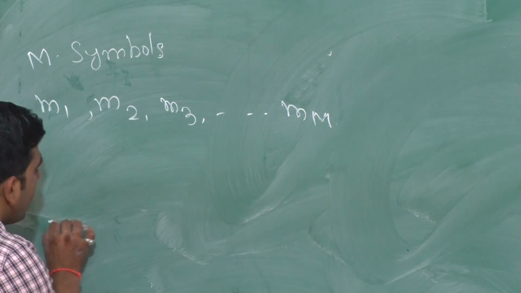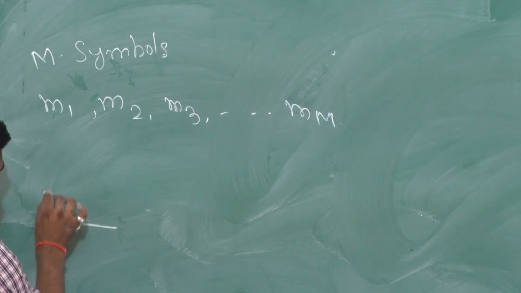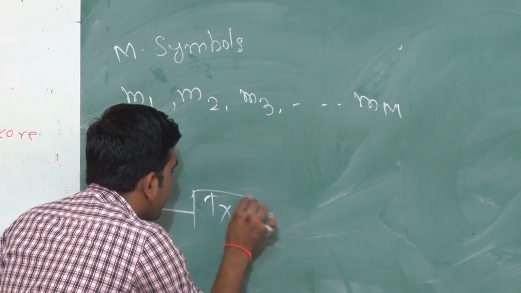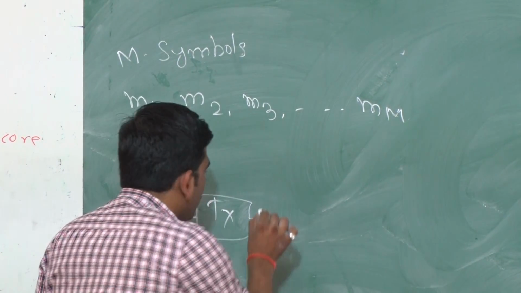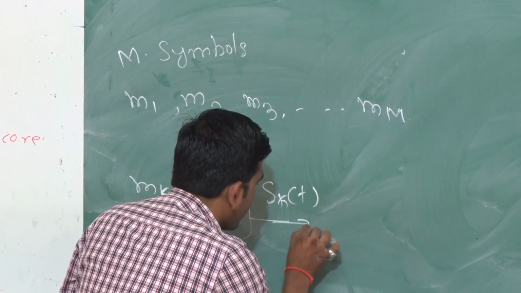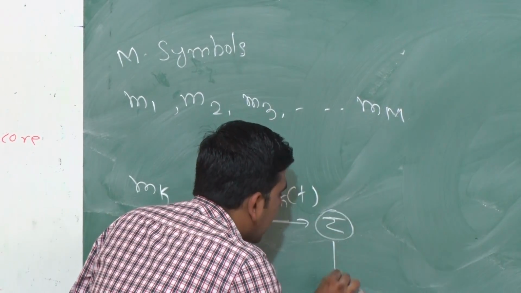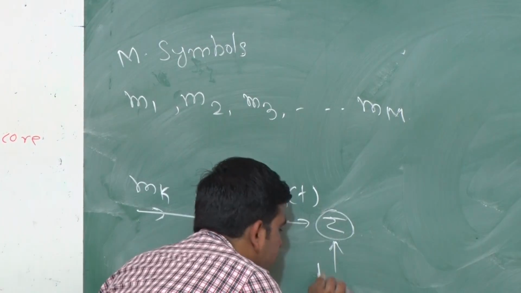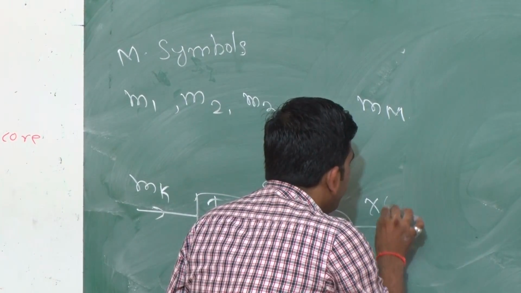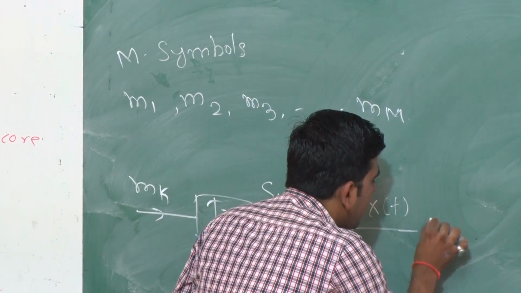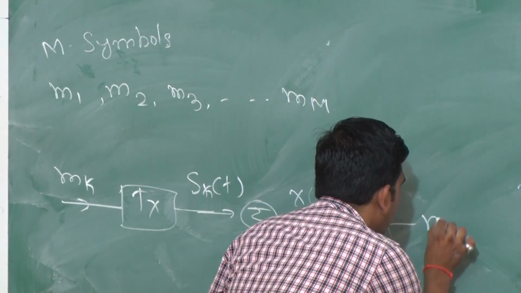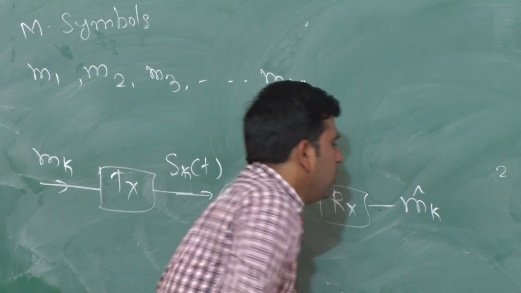Here these symbols are given to the transmitter. At the output we will get sk of t. Channel noise is going to add, that is n of t. At the input of the receiver we will get x of t, and at the receiver output, mk.